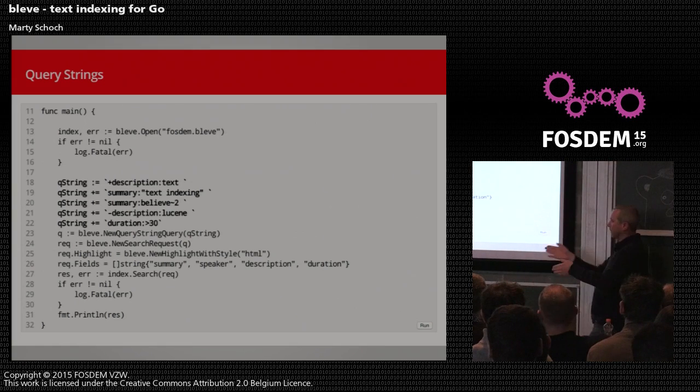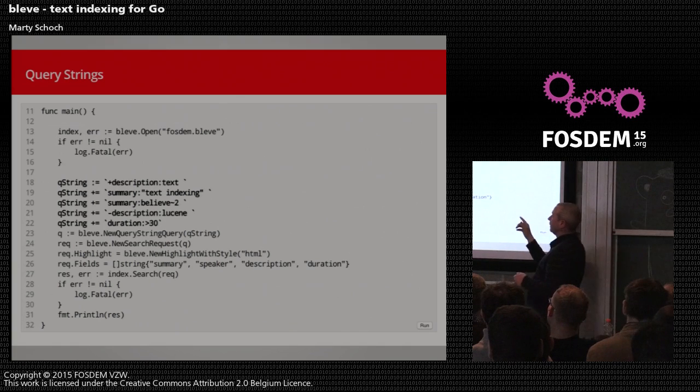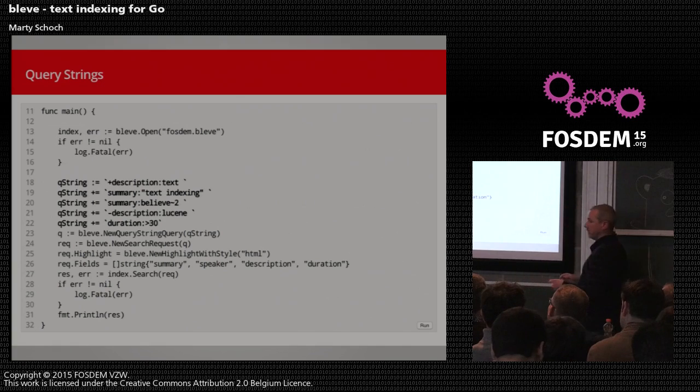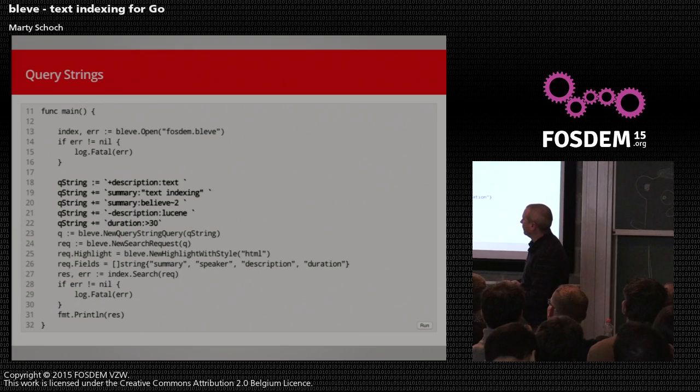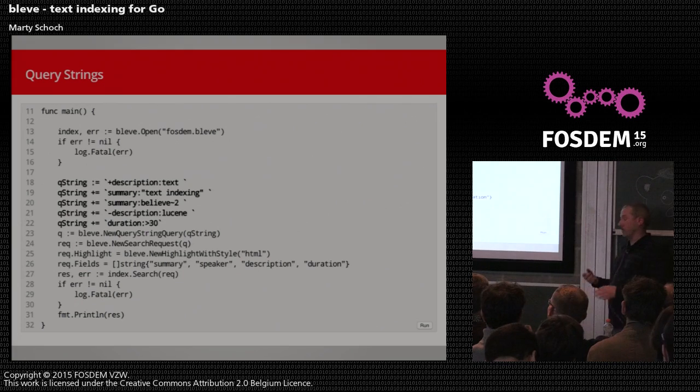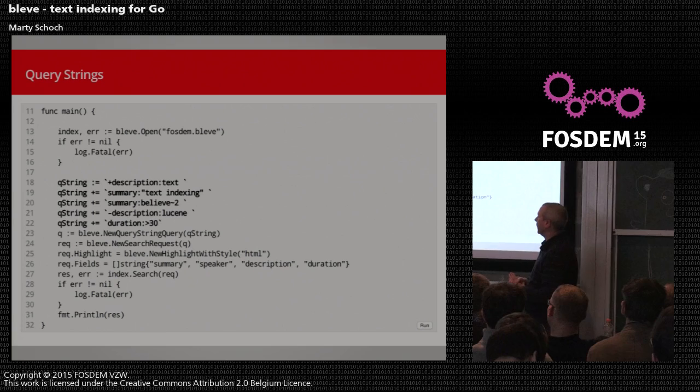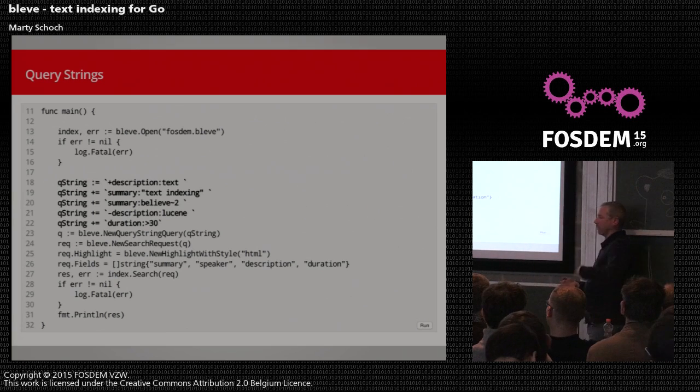And again, that's also restricted to the summary field. Summary:bleve~2 is going to do a fuzzy search. And then again, that 2 there is the Levenshtein distance that you're going to pass in as a parameter. The next one is -description:Lucene. So this one's going to say that it must not contain the term Lucene. And then the last one we see is a numeric range query where we have duration:>30. That's going to look for talks greater than 30 minutes.